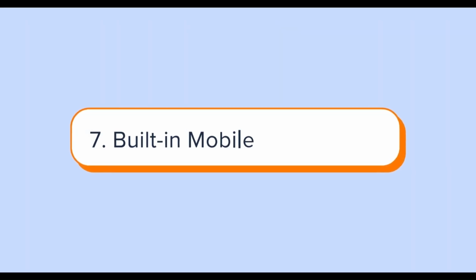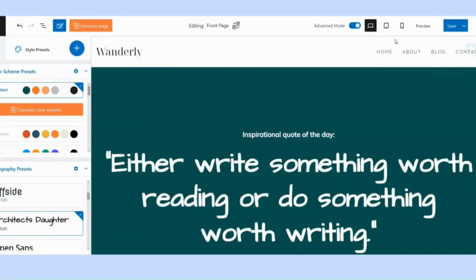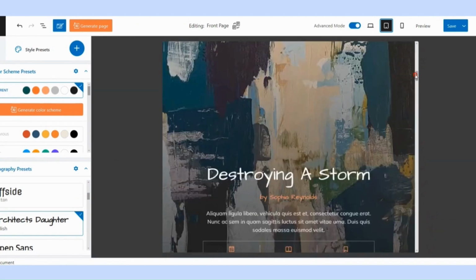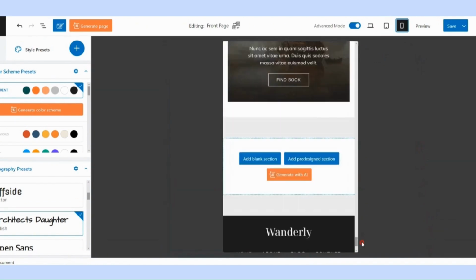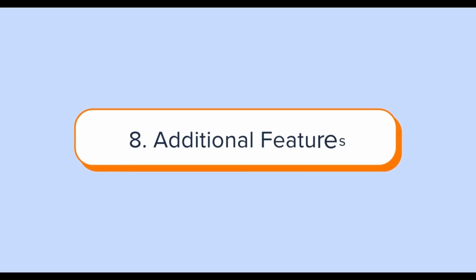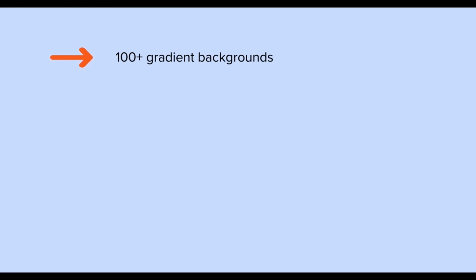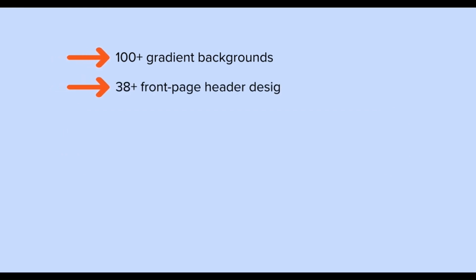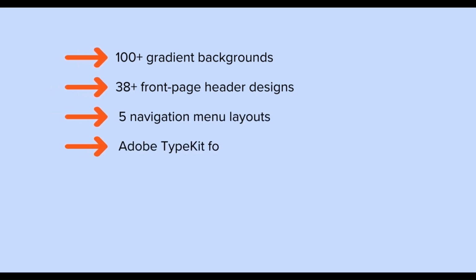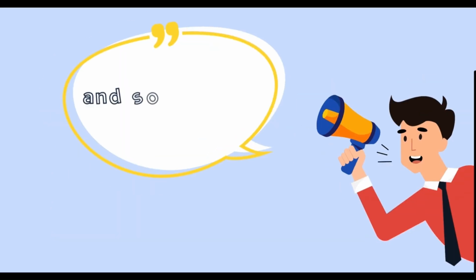Similarly, Kubio ensures your sites look flawless on mobile devices right from the start. All designs are automatically optimized for mobile, and you can preview how your site looks on different devices within the editor panel. No extra tricks needed. Last but not least, Kubio is packed with even more features to enhance your design process, such as 100 plus gradient backgrounds, 38 plus front page header designs, 5 navigation menu layouts, Adobe Typekit fonts, parallax effects, video backgrounds, live editing, and so much more.